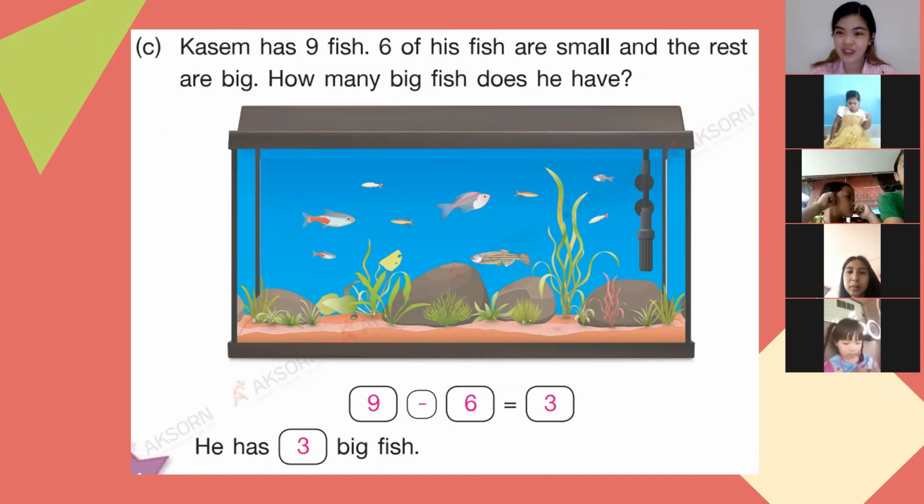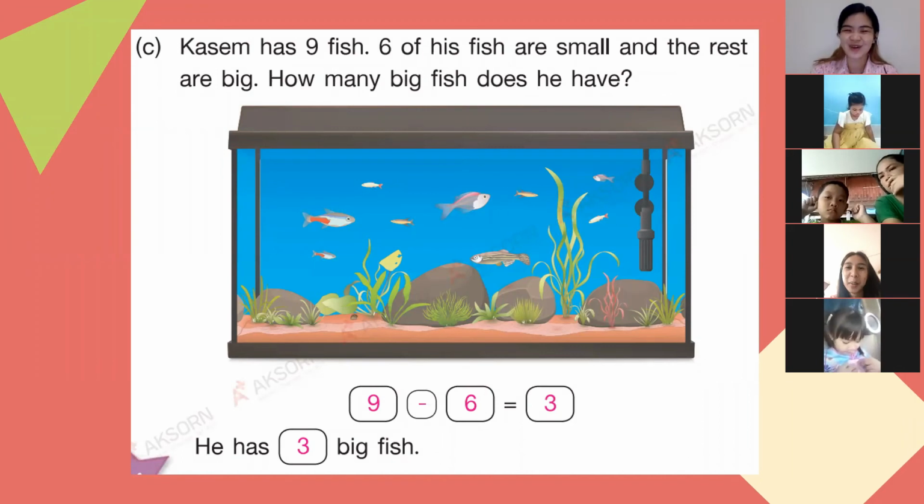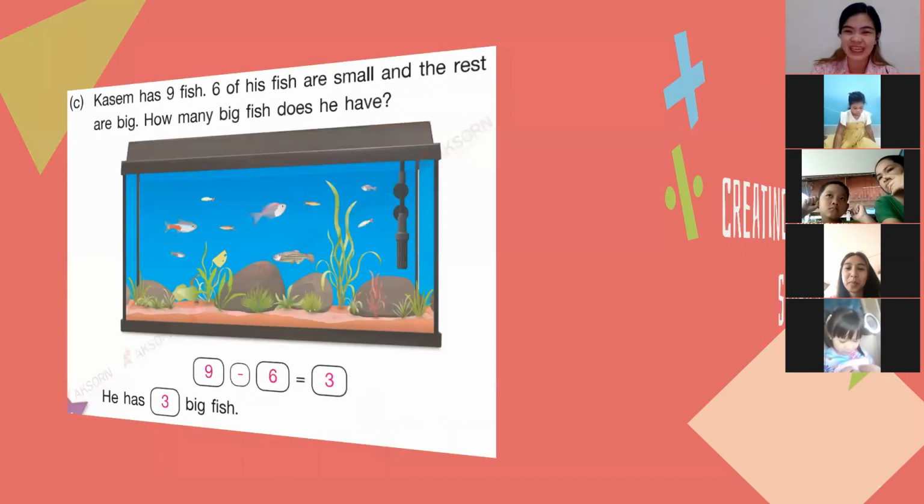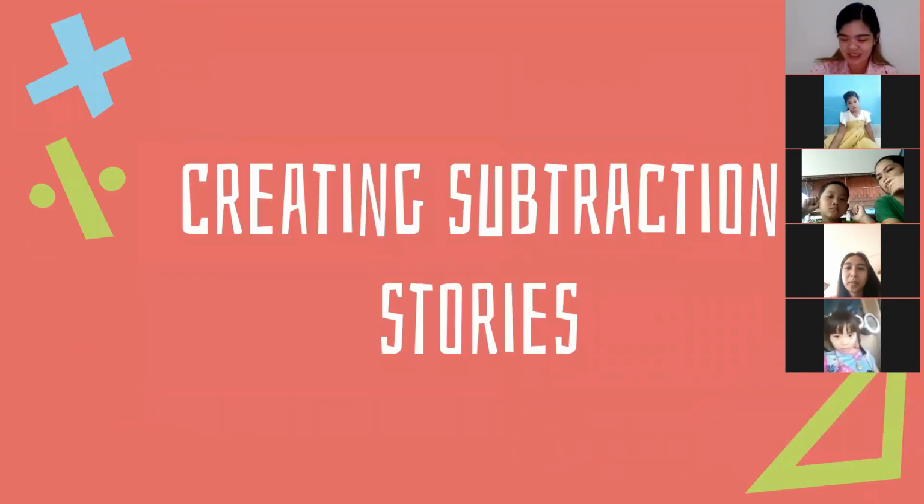So we're done with our activity. Since we're late on our lessons, we're going to do one more topic, okay? Because we're very late on our book. Okay, so we do the creating subtraction stories.